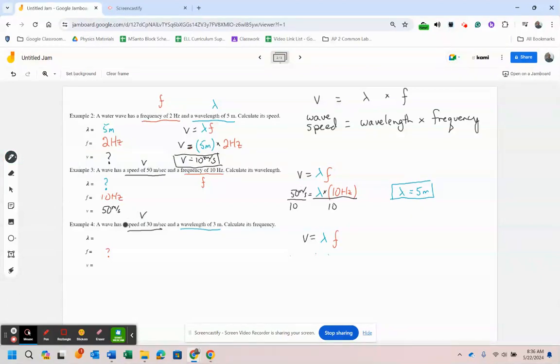All right, now finally for the last one, our wave speed is going to be 30 meters per second. A wave is traveling with a speed of 30 meters per second, and it has a wavelength of 3 meters. And then they want to calculate its frequency. So here we're going to have, again, the wave speed being 30 meters per second is equal, in this case, to 3 meters times our frequency. So 30 divided by 3 is going to be 10 hertz is equal to our frequency.